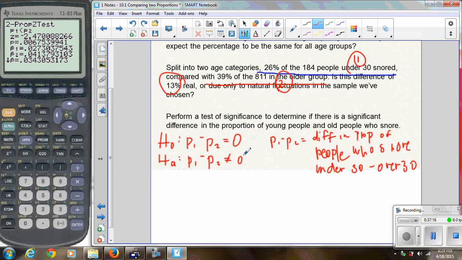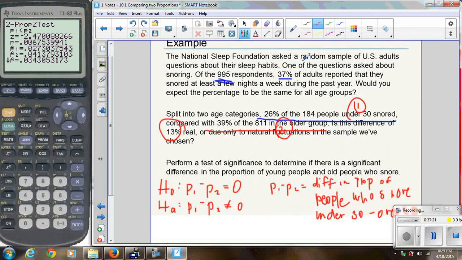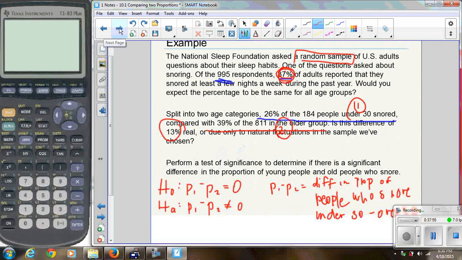The other thing we want to do is make sure that we have tested all of our conditions. So we know that it was a random sample, so obviously both groups were random. The other thing I want to look at is my successes and failures. And this time, because I actually know that 37% of the whole group snores, I can use that as the p-value that I use. I'm not going to go through all of it because I know you're done watching this and we're almost at 40 minutes. But if I were to take 37% of 184 and 37% of 811, I know that I have at least 10 successes and failures in both groups.